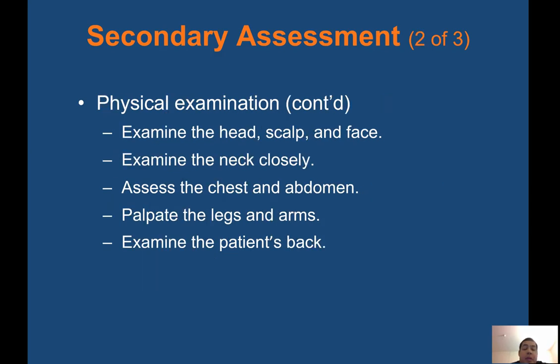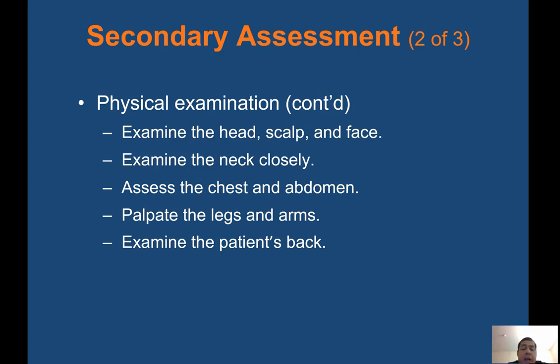So physical examination. Examine the head, scalp, and face. Examine the neck closely. Make sure there's no JVD, there's no tracheal deviation. Also, when you're checking the head, you're checking the ears. You're checking if there's any fluid coming out. You're checking the pupils. You're checking the nose. You're opening up the mouth, seeing if there's any loose or broken teeth. Did they bite their tongue if they had a seizure? Is there any fluid in there that you might have to suction out?